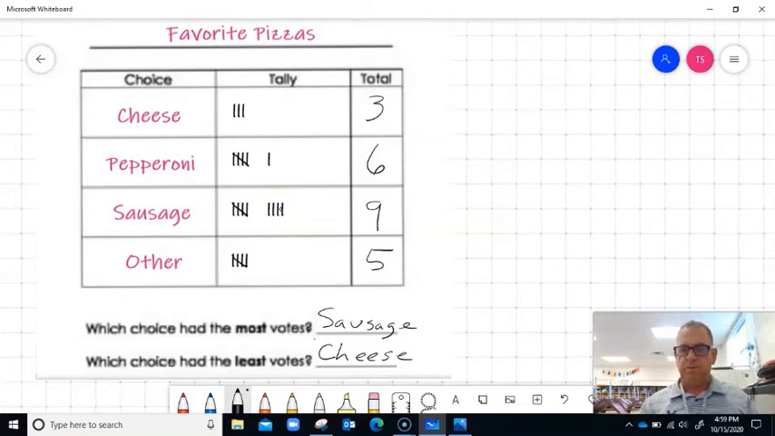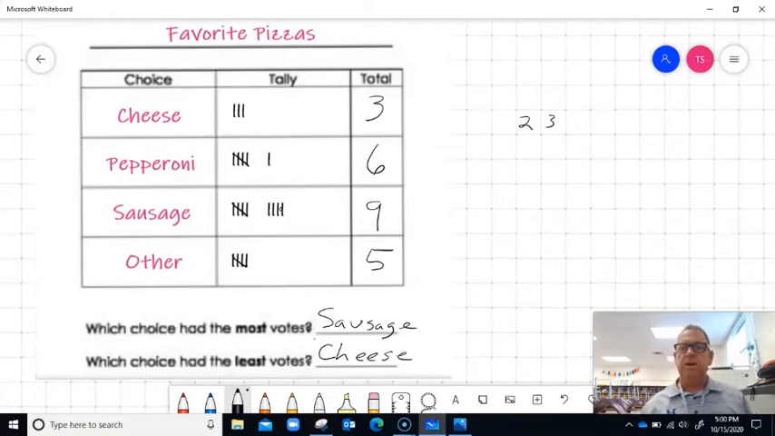So I'm going to write that number over here real quick. So 23 students responded to my survey. How many students did not respond to my survey? Go ahead and tell me how I would answer that question.